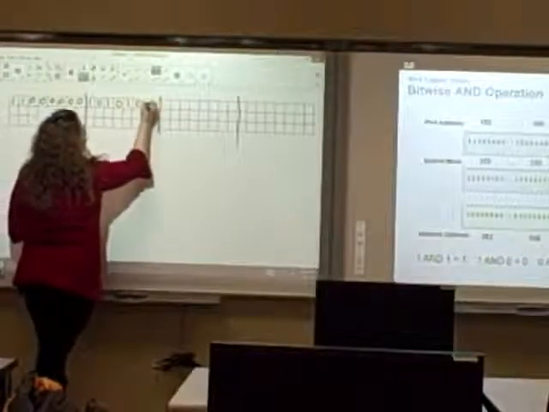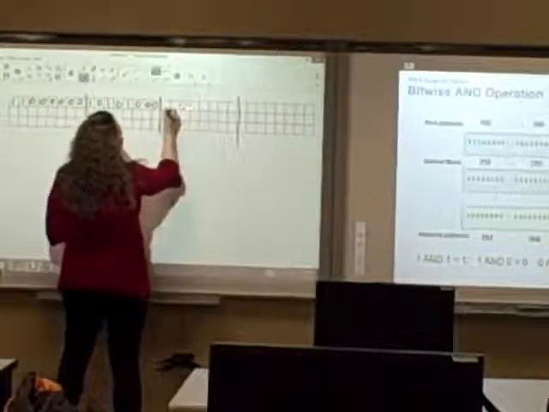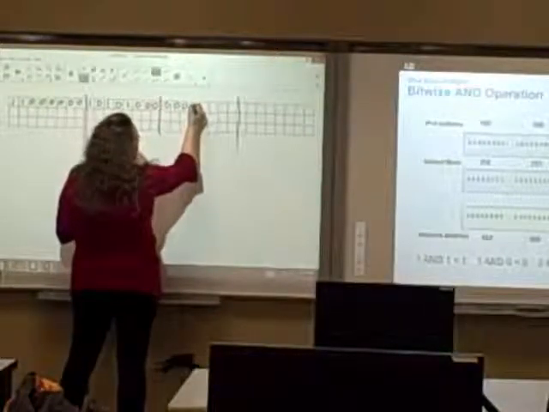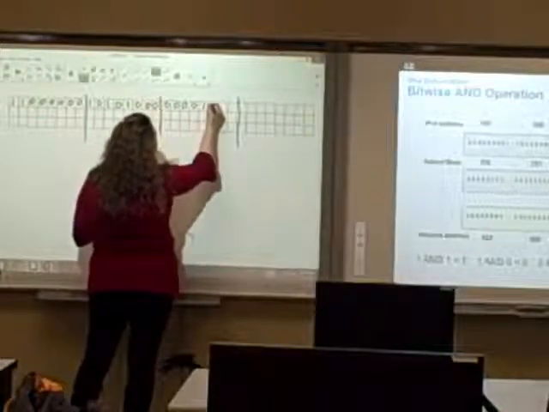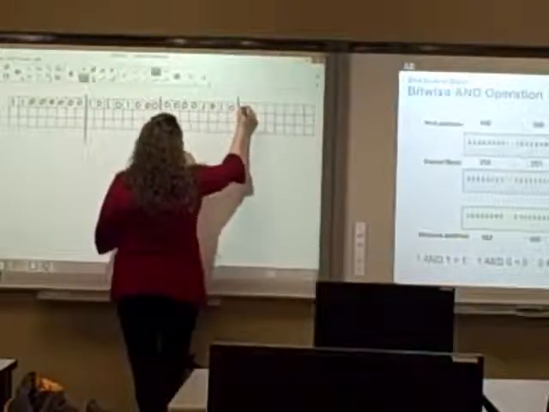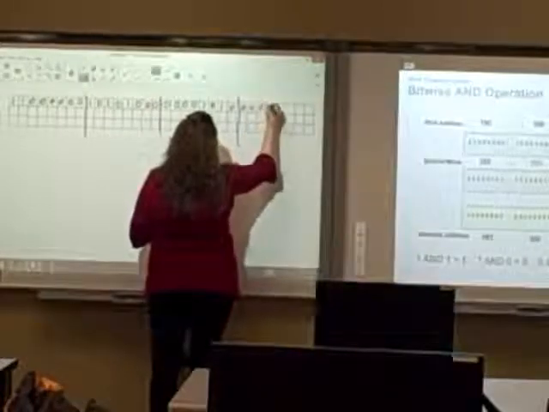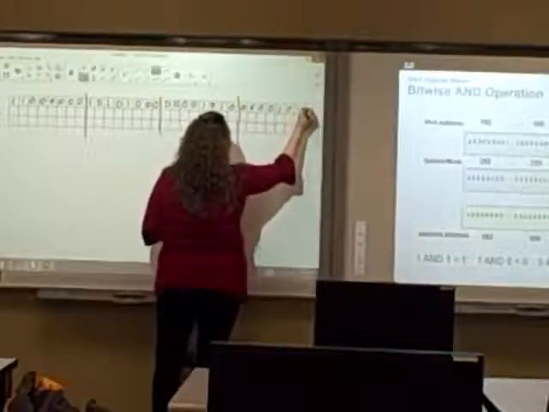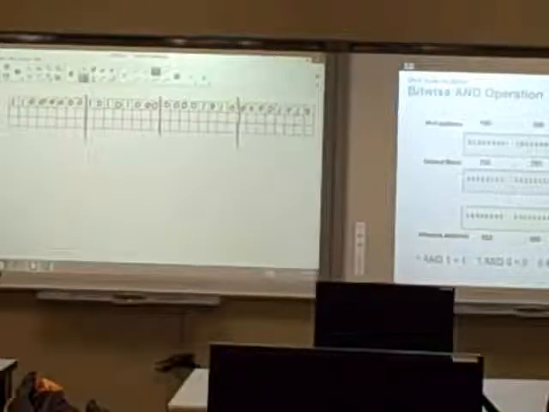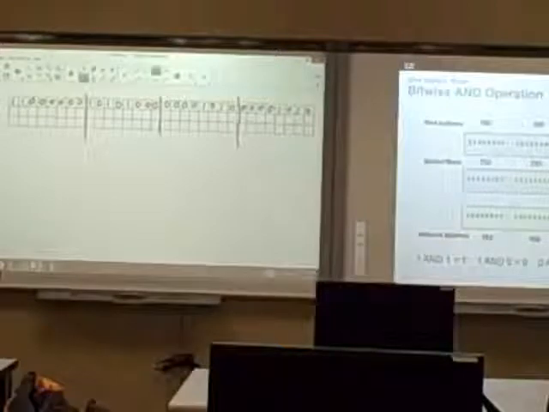And then zeros, 0 0 0 0, and then 1 0 1 0, like 1 0 1 0. Okay, that's my IPv4 address in binary. Okay? Then I'm going to take my subnet mask.